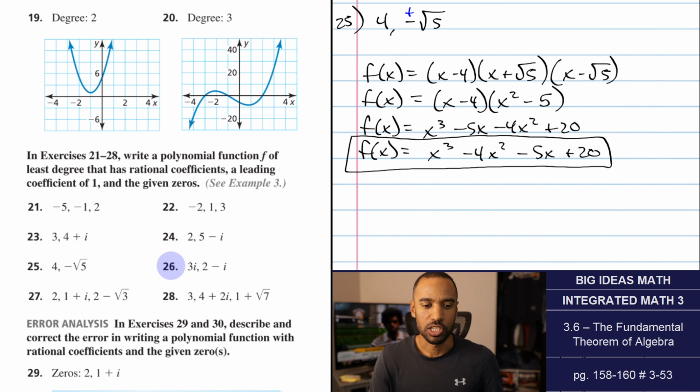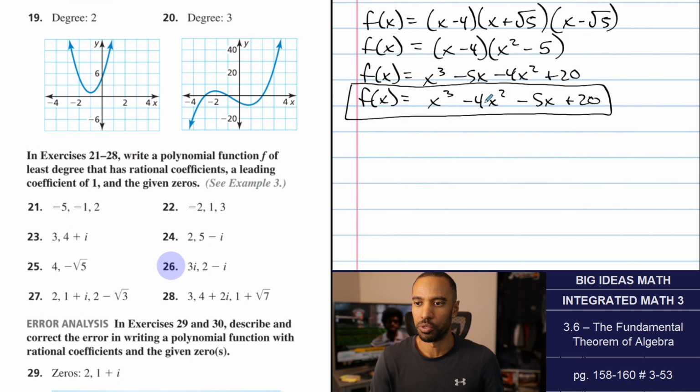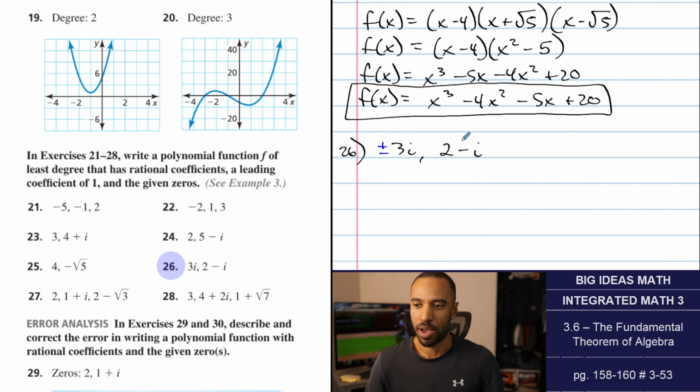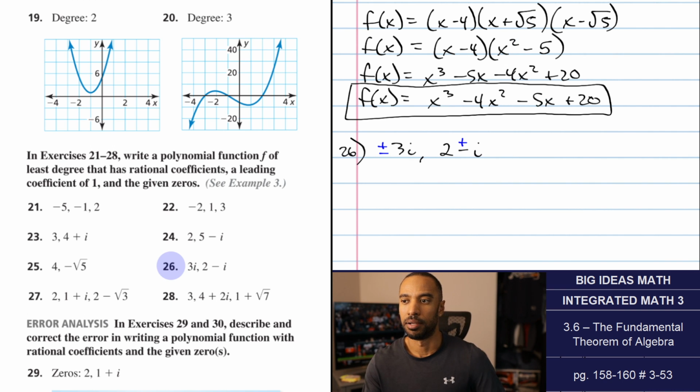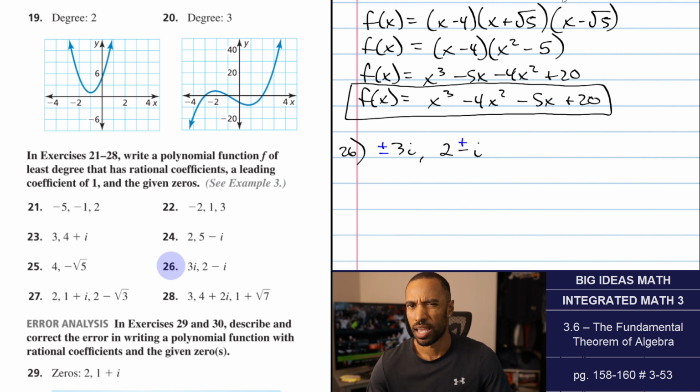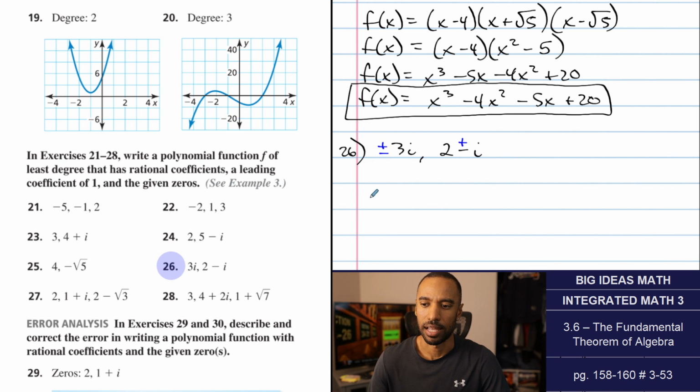All right, number 26. You have nothing but complex solutions here. A couple imaginaries here and there. Keep in mind that given all these, you do have conjugates. Positive 3i, well, negative 3i is also to be considered here. Negative 2 minus i, 2 plus i has to be considered. There are 4 solutions. This needs to be degree 4 at best, at smallest, at least.